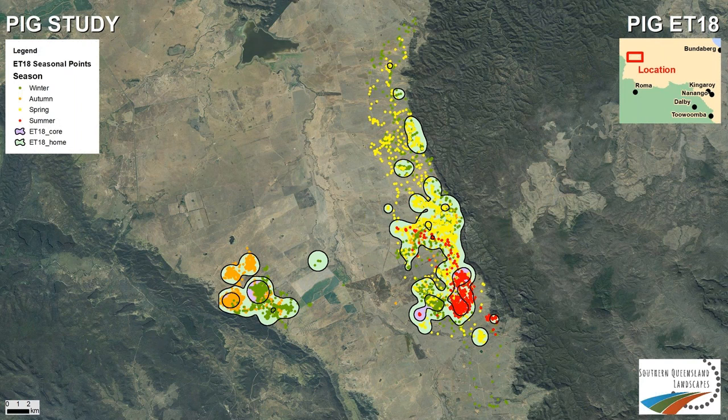The orange dots are autumn. So they're all over here. The green dots are winter. The red dots are summer. And the yellow dots are spring.